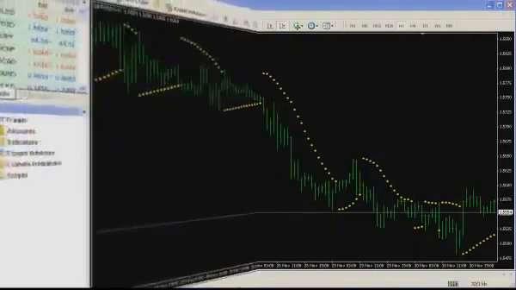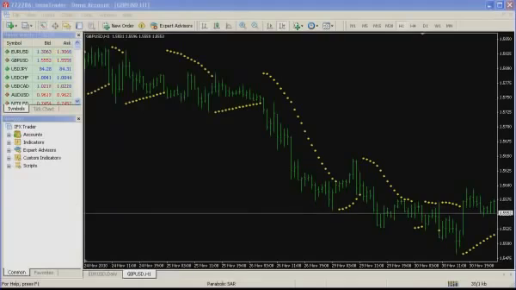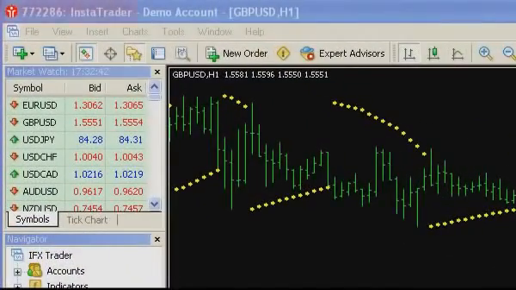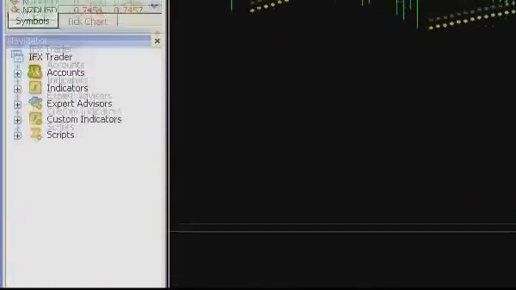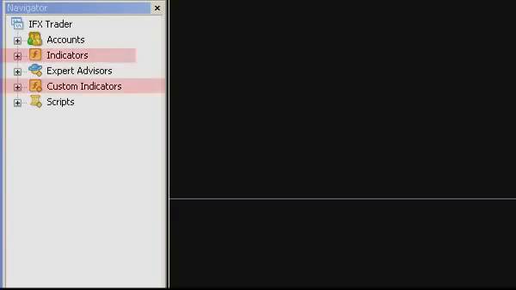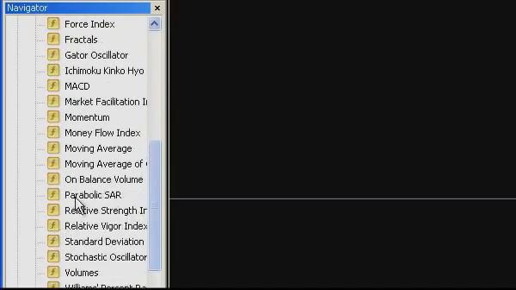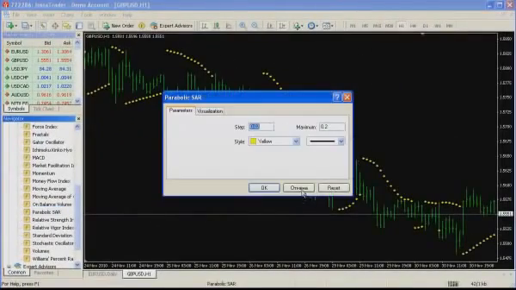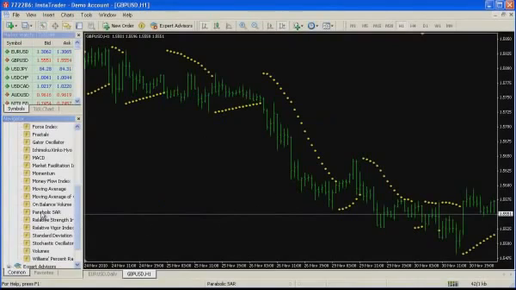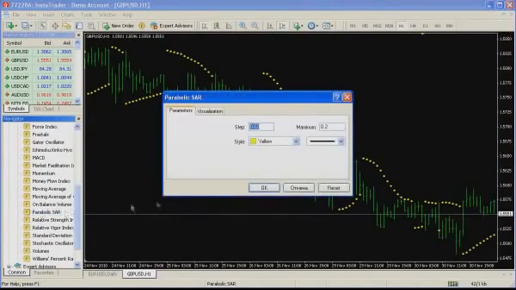Let us plot the parabolic on the chart. The trading platform InstaTrader supports a great number of indicators and oscillators, including the parabolic SAR indicator. It is very easy to plot the parabolic on the chart of the chosen tool in InstaTrader. To do this, you need in the menu of the Navigator panel to open the list of indicators, choose parabolic SAR and move it with the help of the mouse on the chart, or click on it twice using the left button of the mouse.